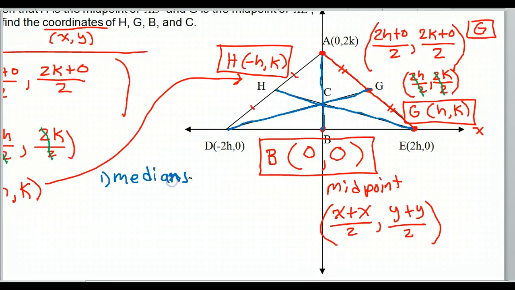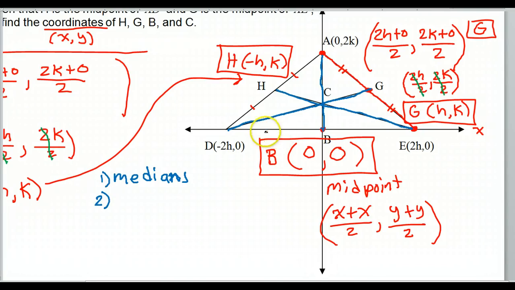Alright? I mean, that was from the last unit, but it all ties together. It's from the last test, but it still is something that we need to know. These are medians. Remember, a median is a segment that goes from a vertex to the midpoint. Vertex to a midpoint. Vertex to a midpoint. These are all medians. Now, why am I mentioning that now?